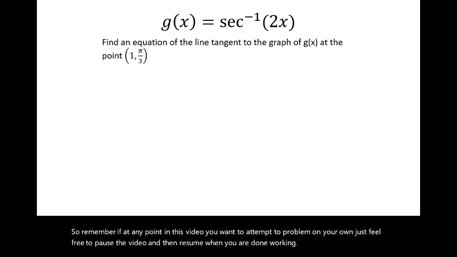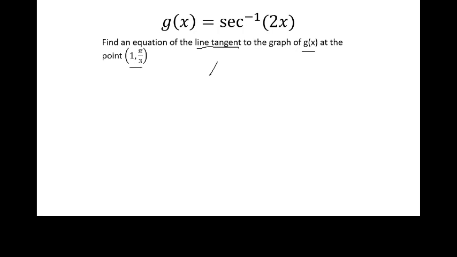So for this next one, we're going to be finding the equation of the line tangent to the graph of this g of x at the point 1 comma pi over 3. And we're going to be leaving all answers exact here.